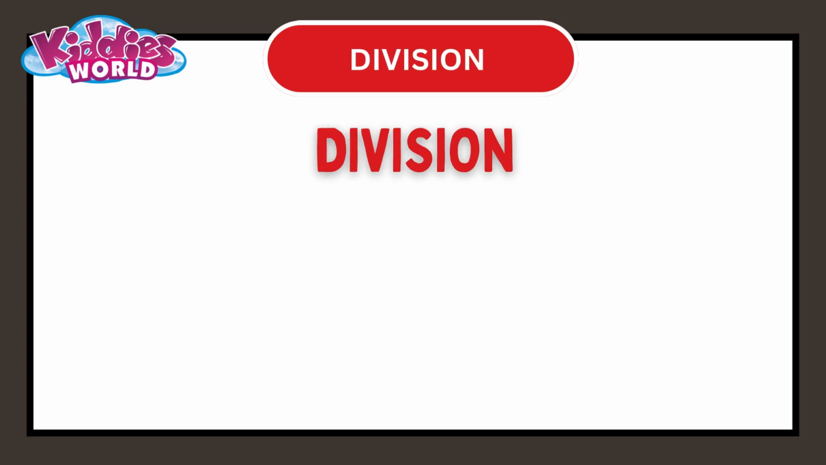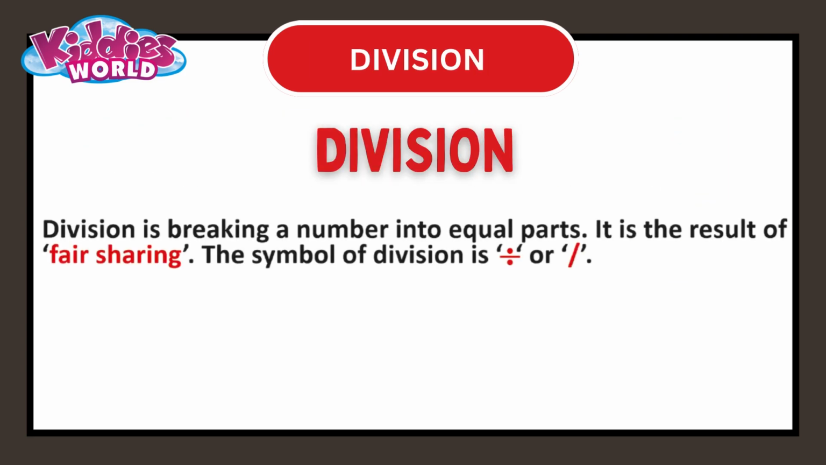First, what is division? Division is when we break a number into equal parts or share something fairly. For example, if you have some oranges and you want to share them equally, division can help. The symbol of division is.